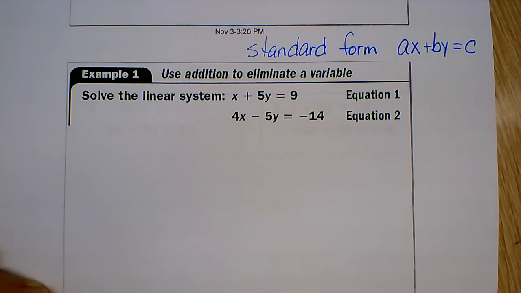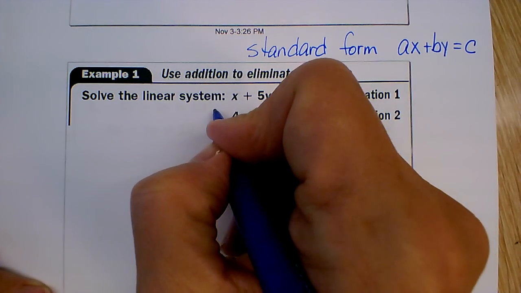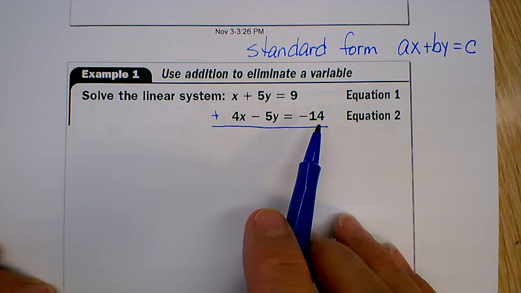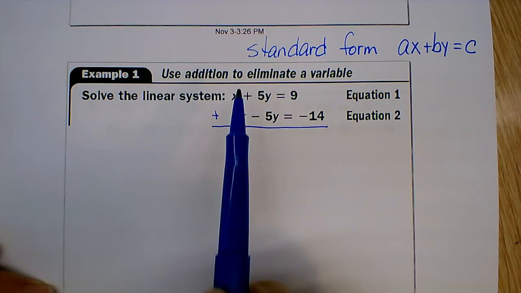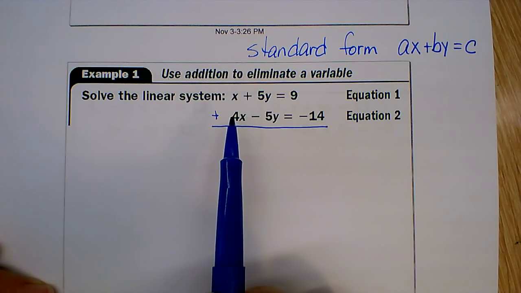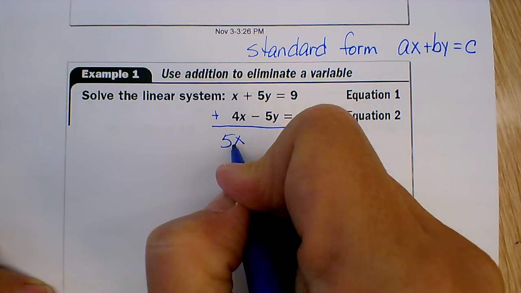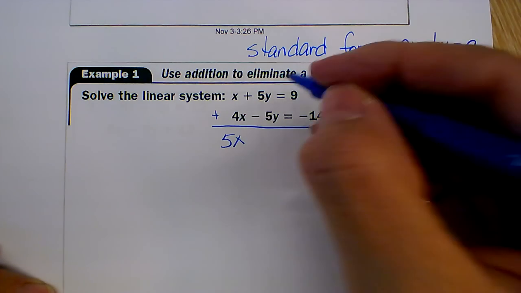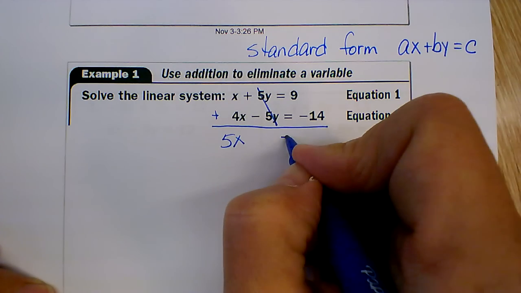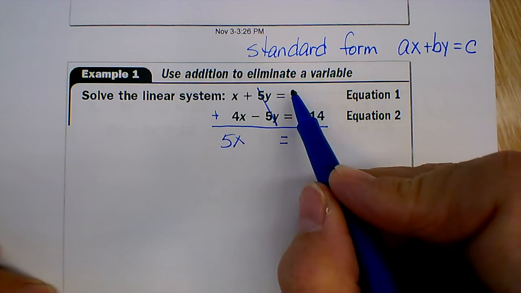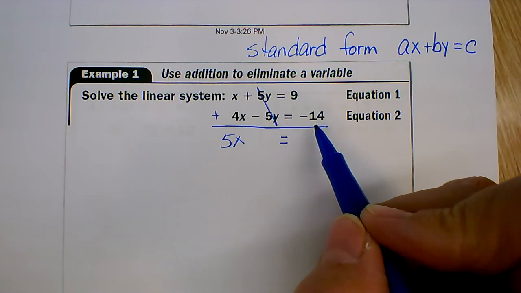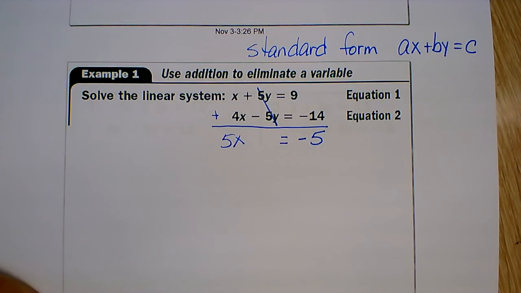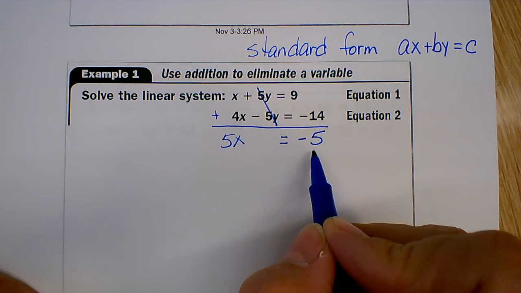So we can add these two equations together. Yes, it's fine for us to add equations together. There's nothing wrong with that, as long as we're adding the same thing on this side and the same thing on this side. So now I just add my columns. If I have 1x and I add 4 more x's, I end up with 5x. As we said before, if I have 5y and I add a negative 5y, those add to 0. So I have eliminated my y. 9 plus negative 14 is going to give us negative 5. So now all I have is 5x equals negative 5.